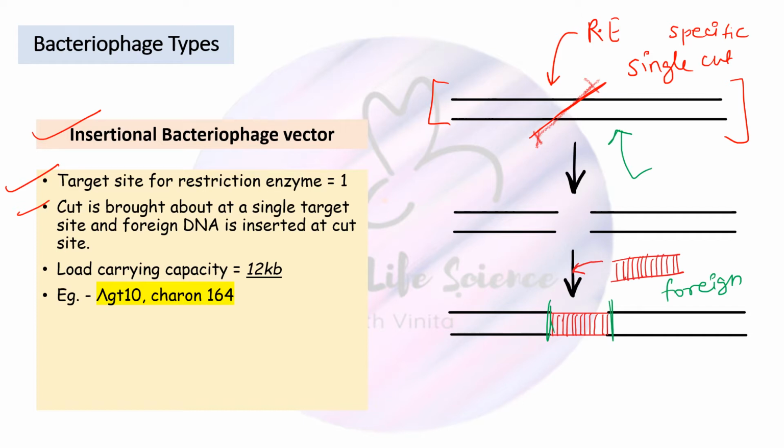In this case, you can see that the load carrying capacity is around 12 kb. You can see the examples, Lambda GT10 and Charon 16A. These are examples of insertional bacteriophage vectors in which only a single cut is made by the restriction enzyme and the foreign DNA is inserted at the cut site. I hope it is clear.